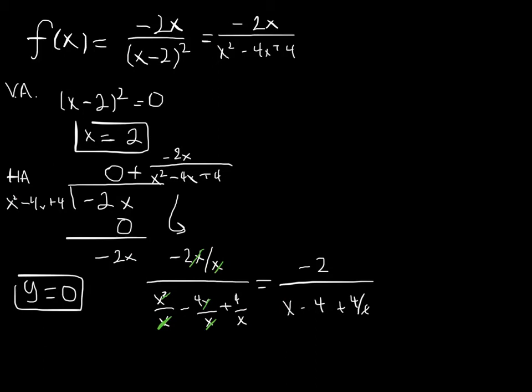Okay, so as x approaches infinity, my function here is going to approach 0. Right? It's going to be getting very, very close to 0. So my horizontal asymptote is 0.